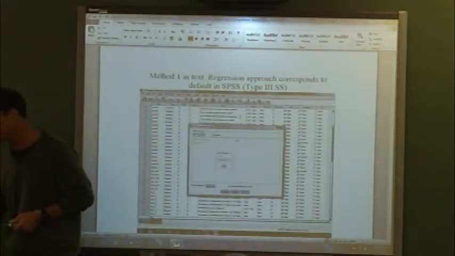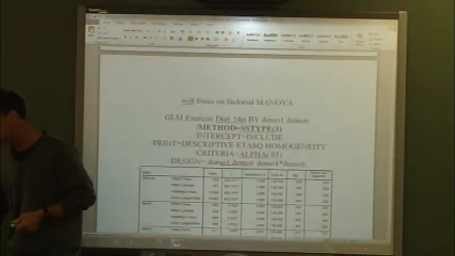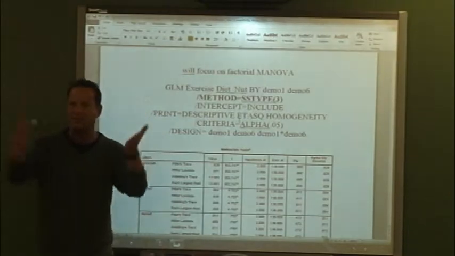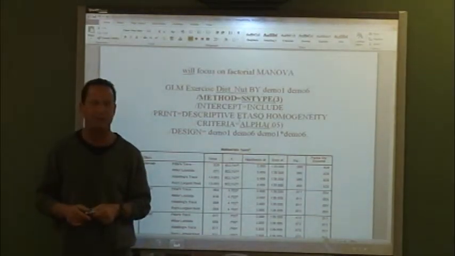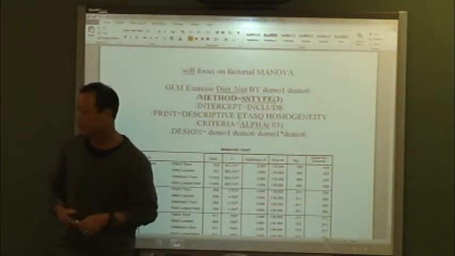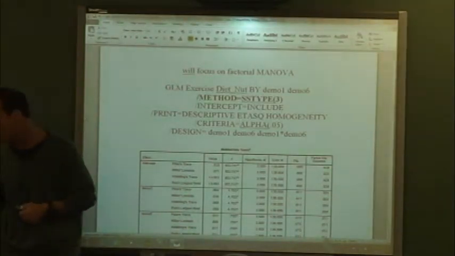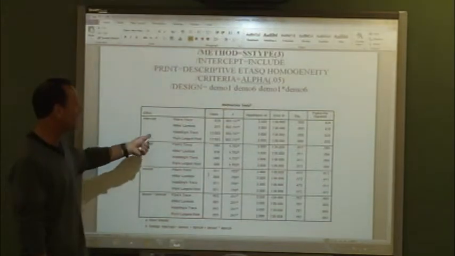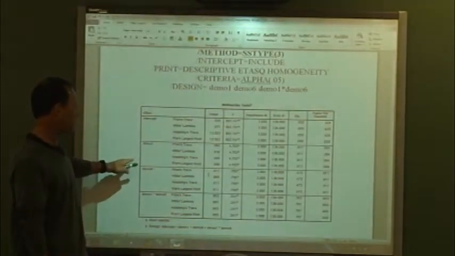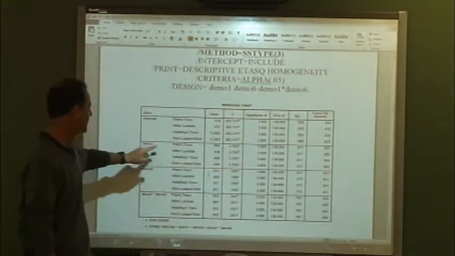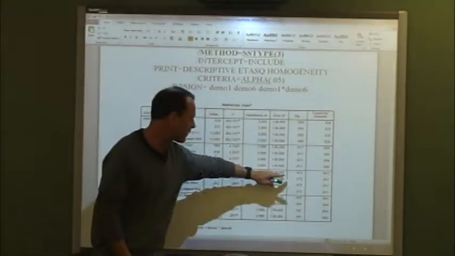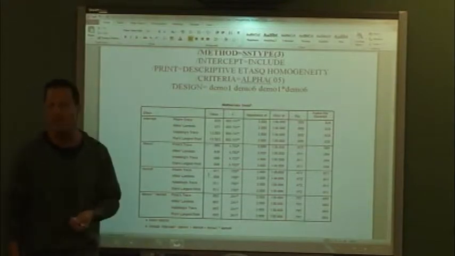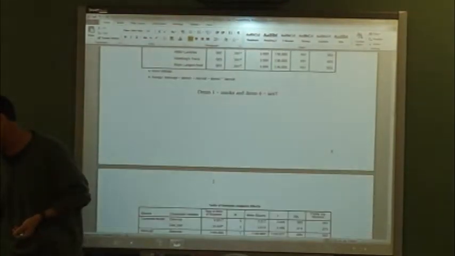So the default is type 3. What I want to show you, and there's the syntax, everybody: method equals SS type, parentheses 3. Probably nothing you ever paid attention to during 6021, including a good chunk of the class. So that being said, you have the multivariate test, type 3. You have the p-value, 0.011 for the main effect, demo 1, 0.472, 0.7, interaction is not significant. There's the default, everybody.